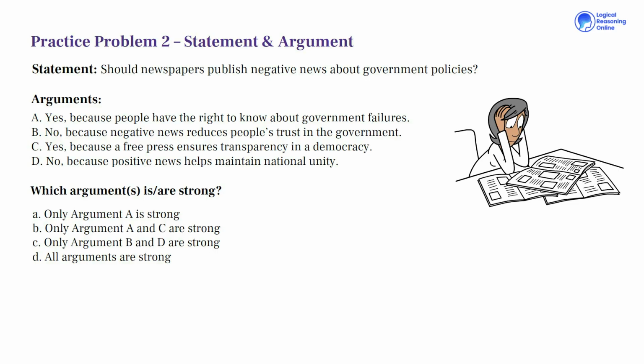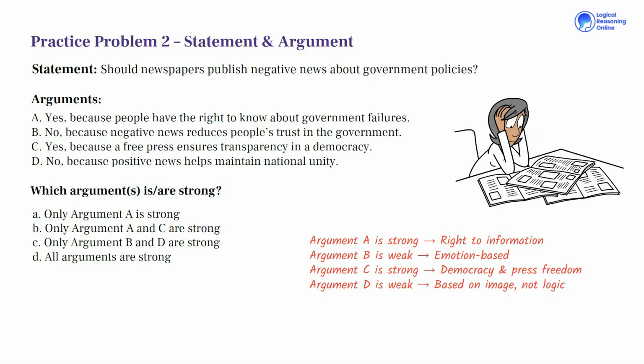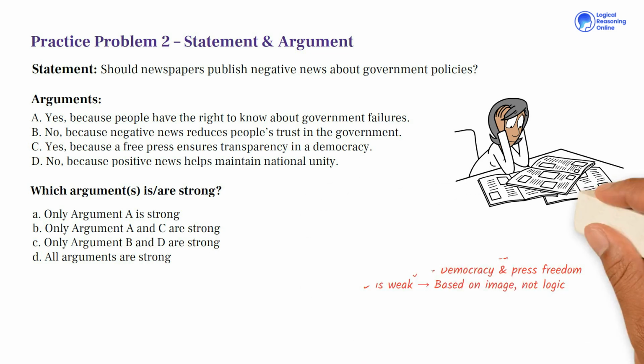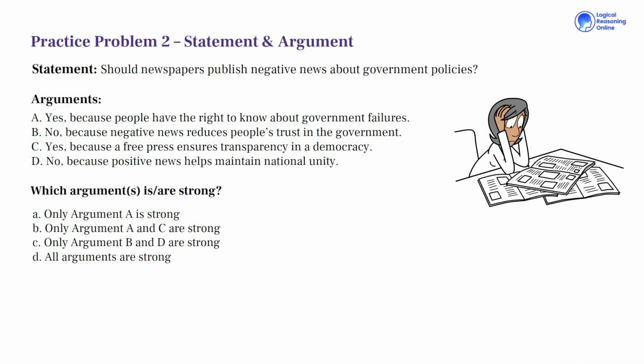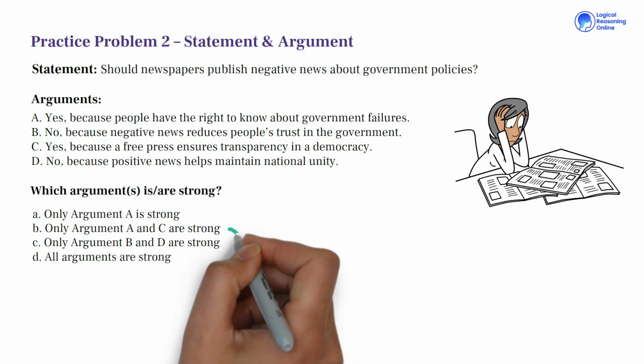Let's recap. Argument A is strong because it is right to information. Argument B is weak because it is emotion based. Argument C is strong because it's democracy and press freedom. And argument D is weak because it is based on image and not logic. So our correct answer is option B. Only argument A and C are strong.